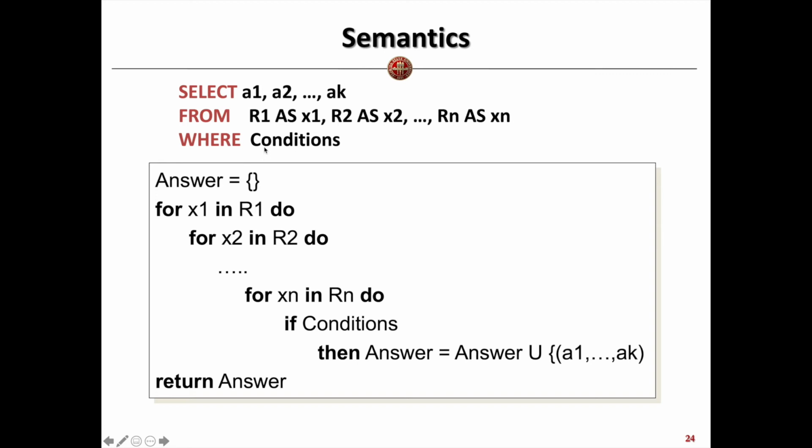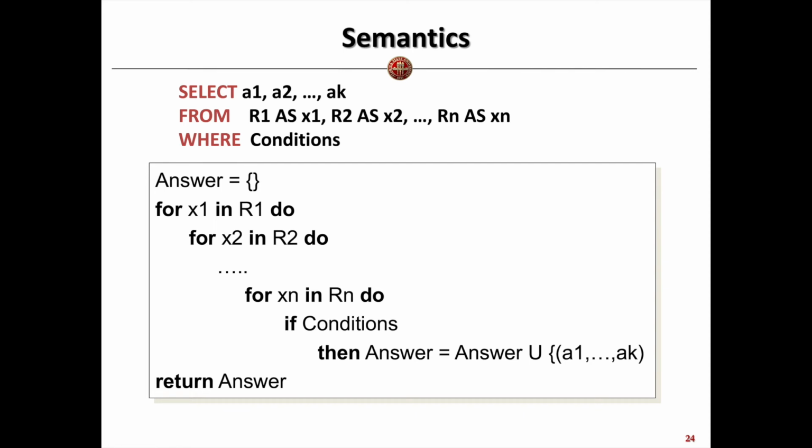bottom. We can do this query by writing the C++ program like this, with for x1 in R1, x2 in R2, and xn in Rn. If the condition holds, then we can add these data tuples into the answer. And finally, we can return the answers. It will do the same thing as the select-from-where clause we show at the top. I hope it can help you understand the semantics of this SQL select-from-where on multi-relations.